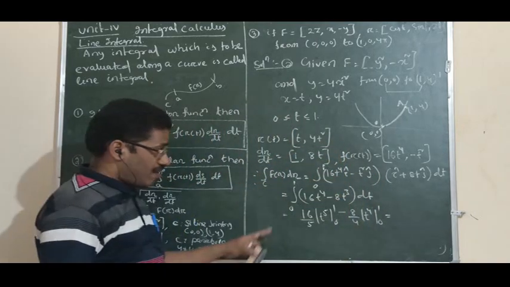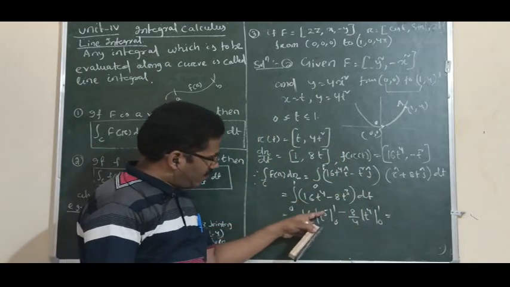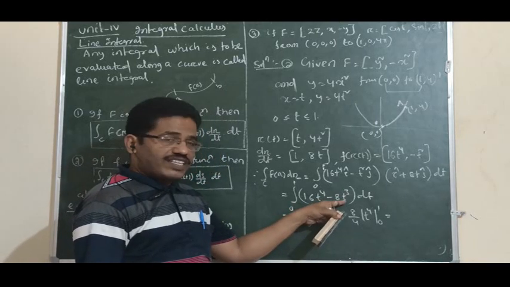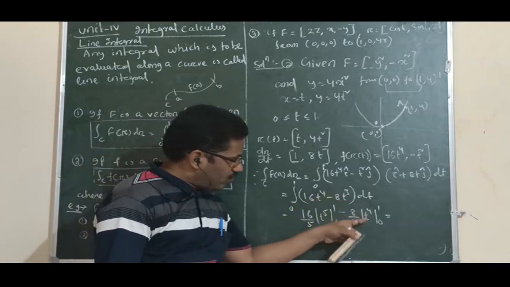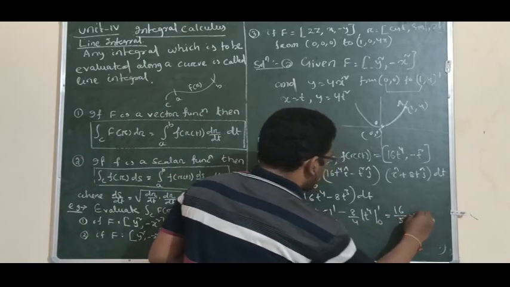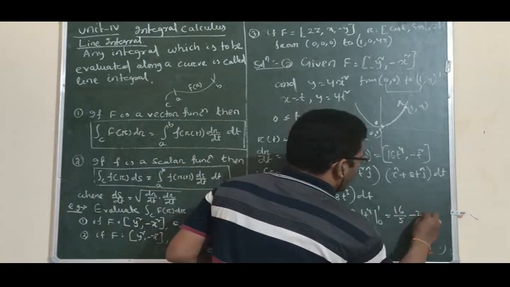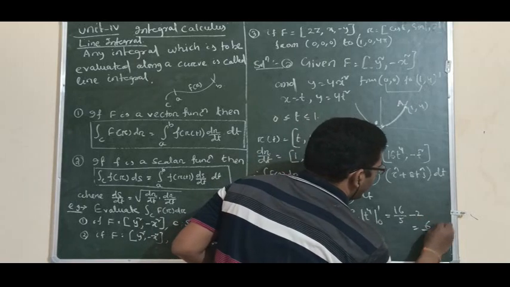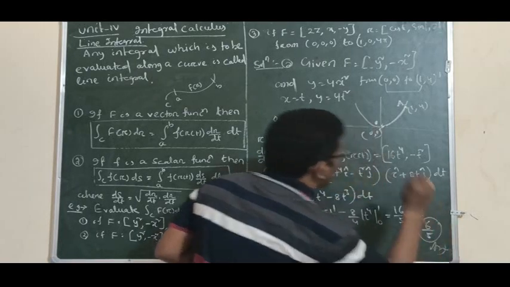How did we get this? Because the integration of t to the power 4 is t to the power 5 by 5. The integration of t cube is t to the power 4 by 4. So we got here 16 by 5 minus 2. We got here 6 by 5. This is known as your required solution.